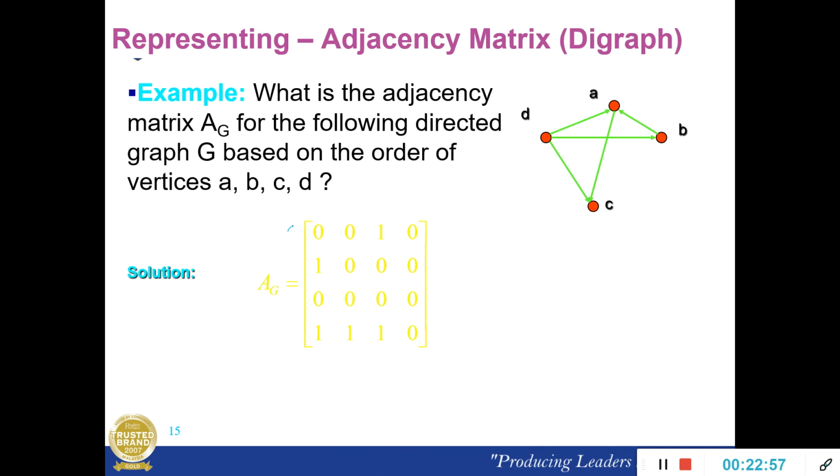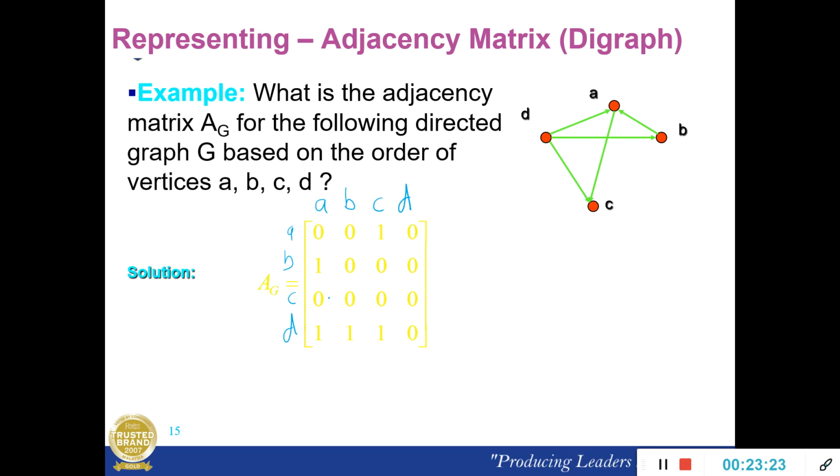So you have here A, B, C, and D. A to A, no. A to B, no, 0. A to C, yes. And A to D, no. So B to A, yes, you have B to A, 1. B to B, no. B to C, 0. B to D, also 0.